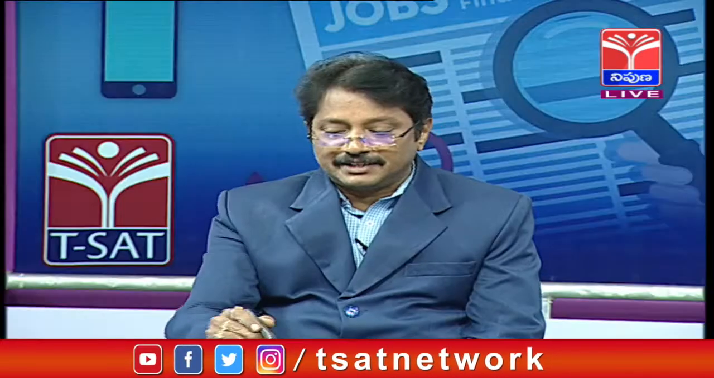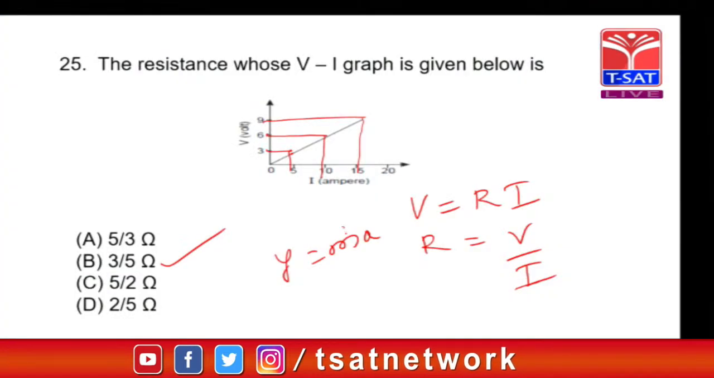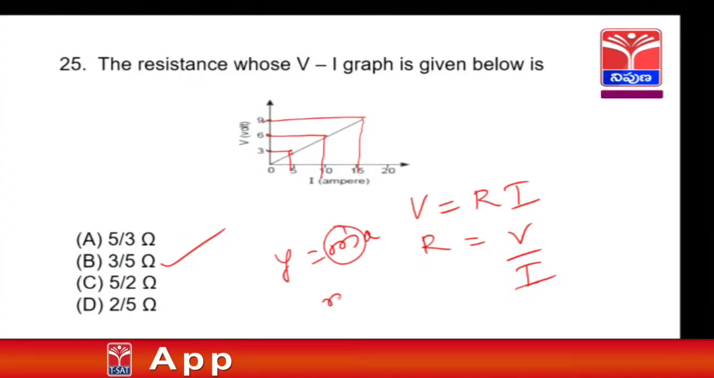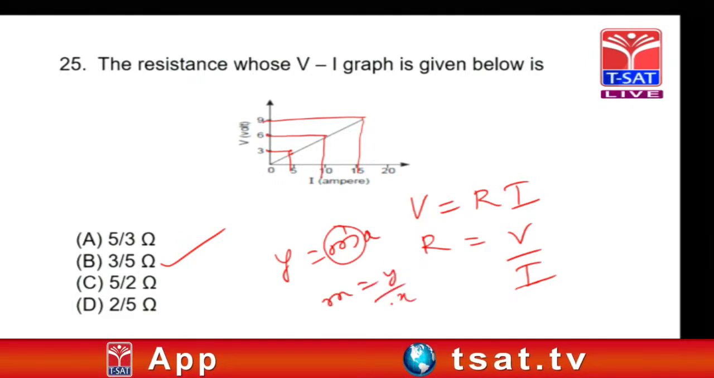Generally this is in the form y equals mx, where m is the slope, and m equals y by x, the y coordinate by the x coordinate. Here the y coordinate is 3 and the x coordinate is 5, so obviously 3 by 5 is the answer. You can calculate the required physical quantity by using the slope when reading graphs. So many things are there. Practice all of these, it will give more conceptual clarity, not only for this examination but for other competitive examinations. I hope you understand all this; apply it in the examination and definitely you will get success.